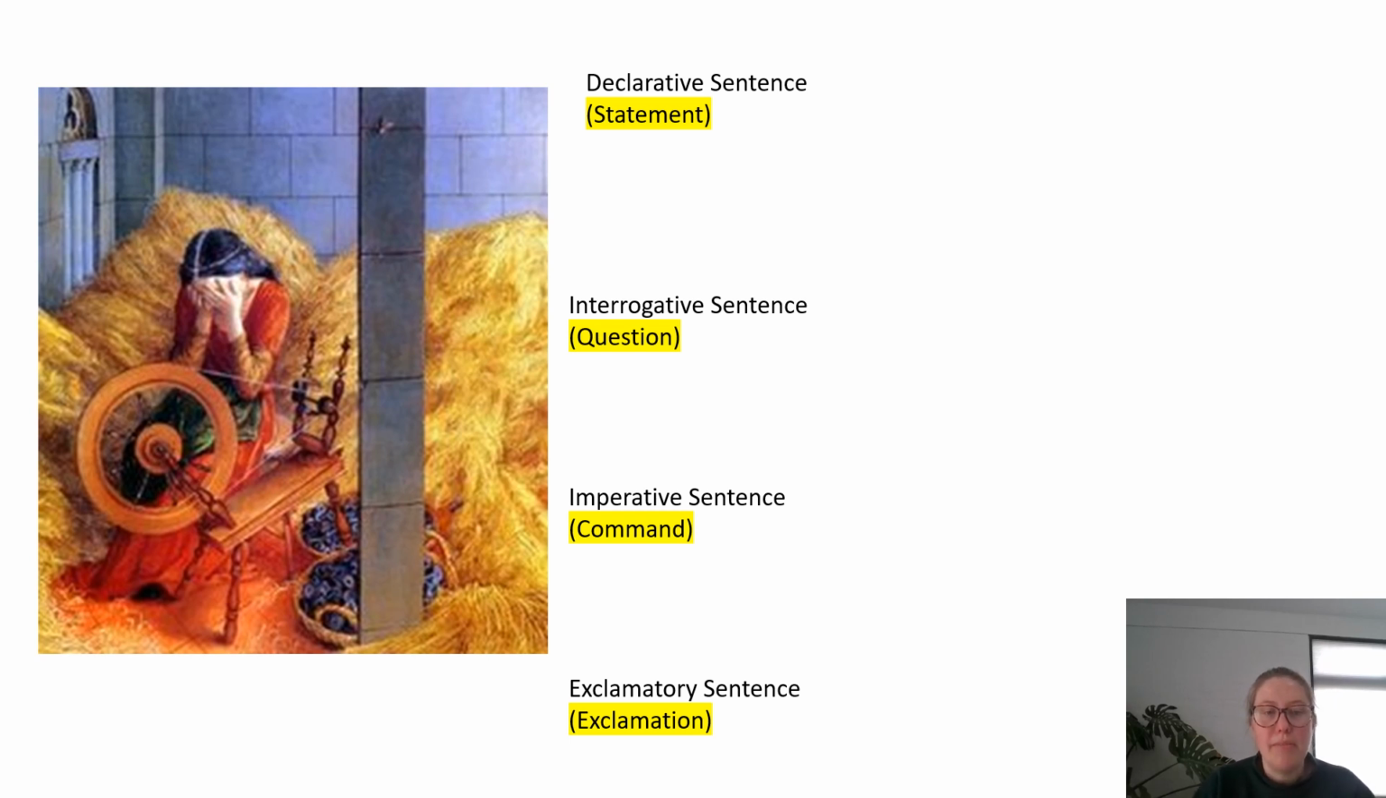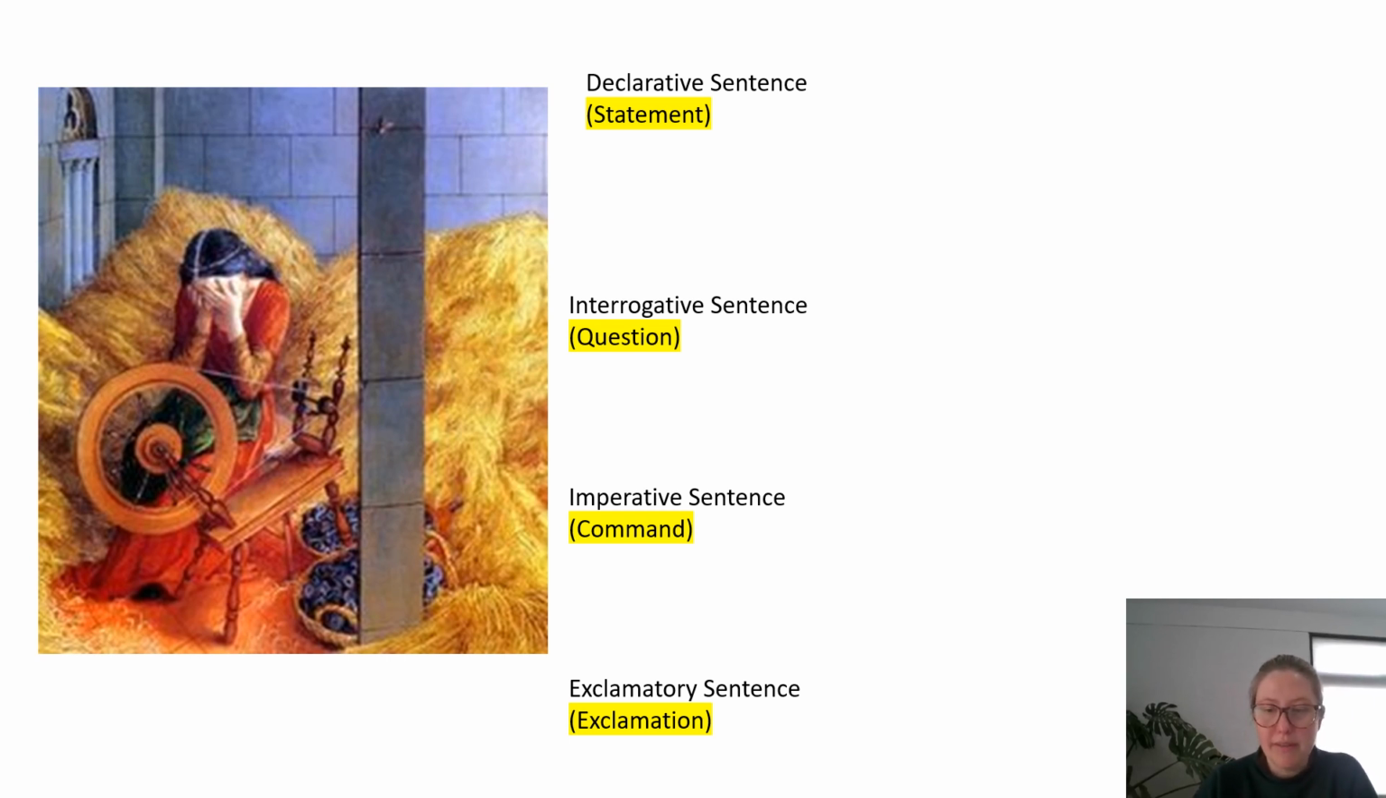So a statement about this picture where we've got the miller's daughter, and this is the part where she's just been locked in the room full of straw and she's beginning to weep. She's realising that if she doesn't spin this straw into gold, she's going to die, but she can't in fact do it. She doesn't know, it's impossible. You can't spin straw into gold. It would take some kind of magic.